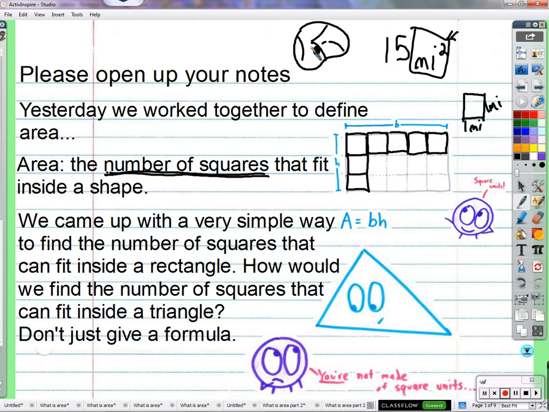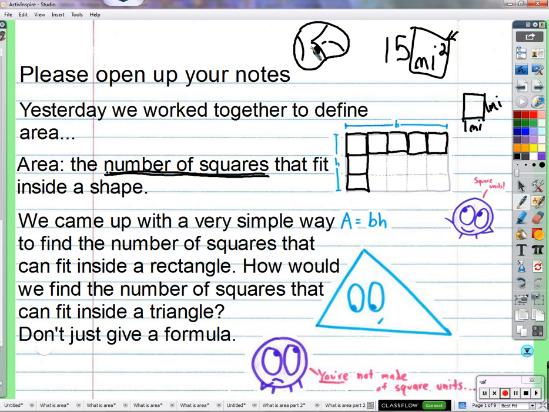What is area? A number of squares that can fit inside of a shape. Now it could be hexagons, could be circles, but we're going to say squares. Agreed? Always go back to that. That's what mathematicians do. They define things and they always go back to those definitions. So, number of squares that can fit.